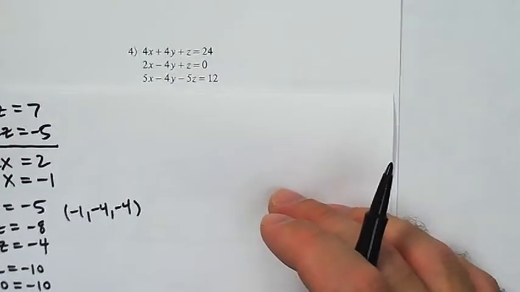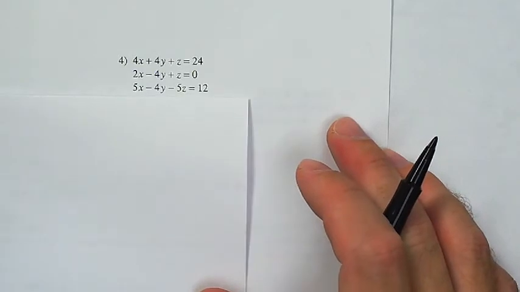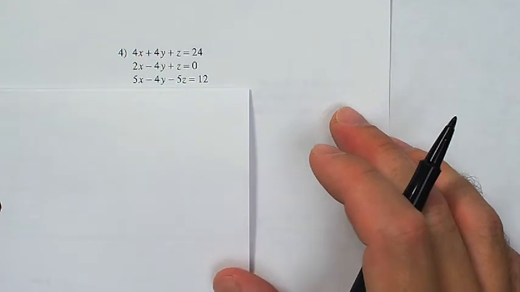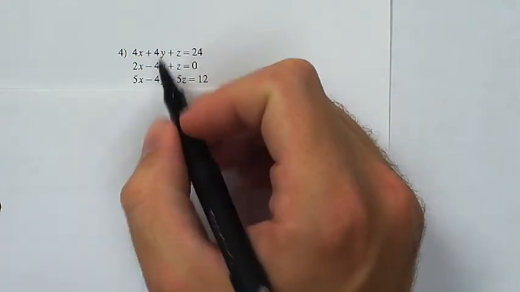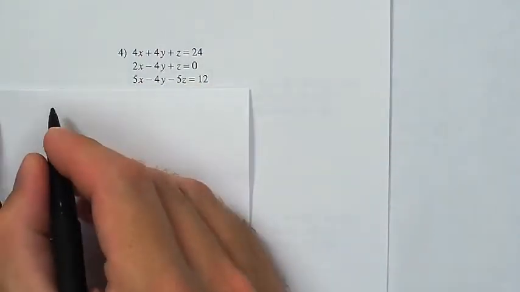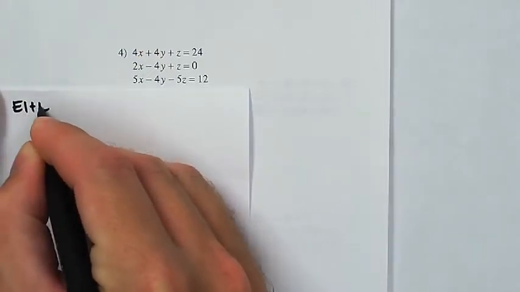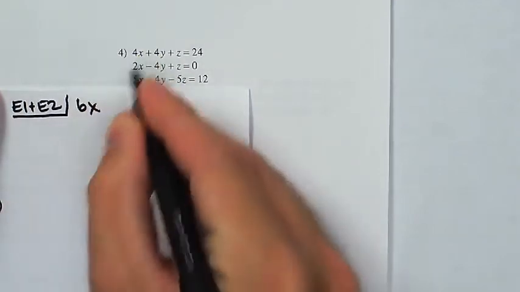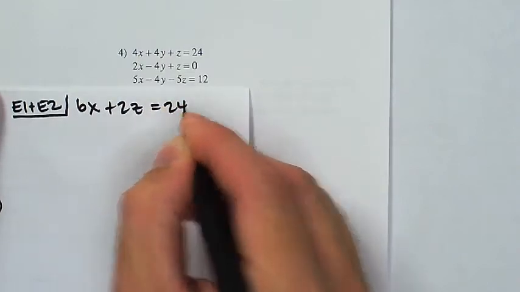Okay, now this one here. Should have written that. I have to hide it. Okay. Before, I'm going to once again eliminate y. So I'm going to add equation 1 to equation 2 and equation 1 to equation 3 to make use of that positive 4. If I add the first two equations, I'll get 6x, 0 y's, and 2 z's equaling 24.